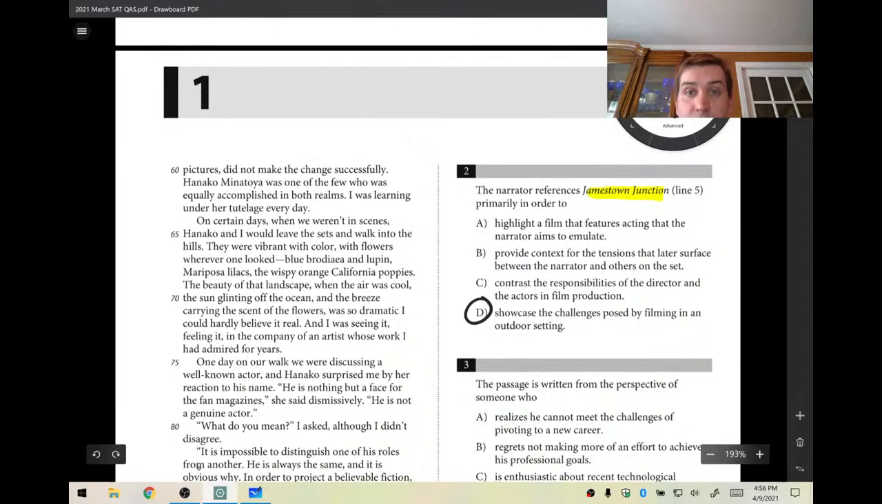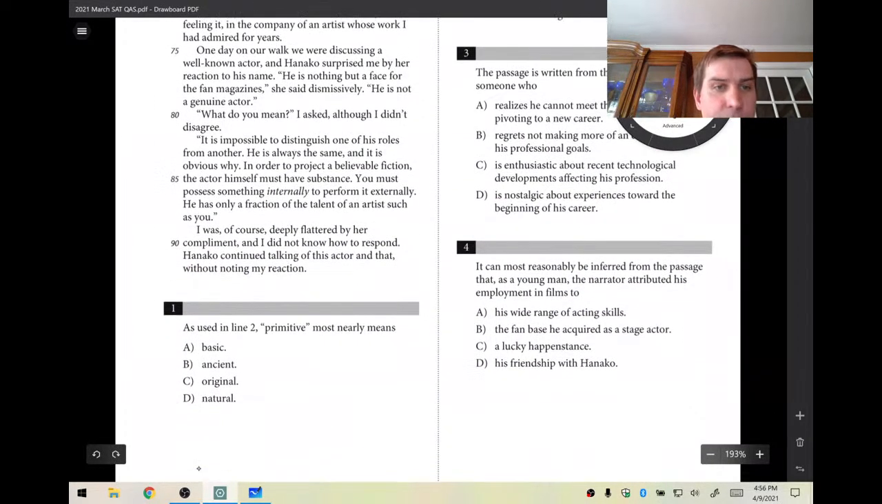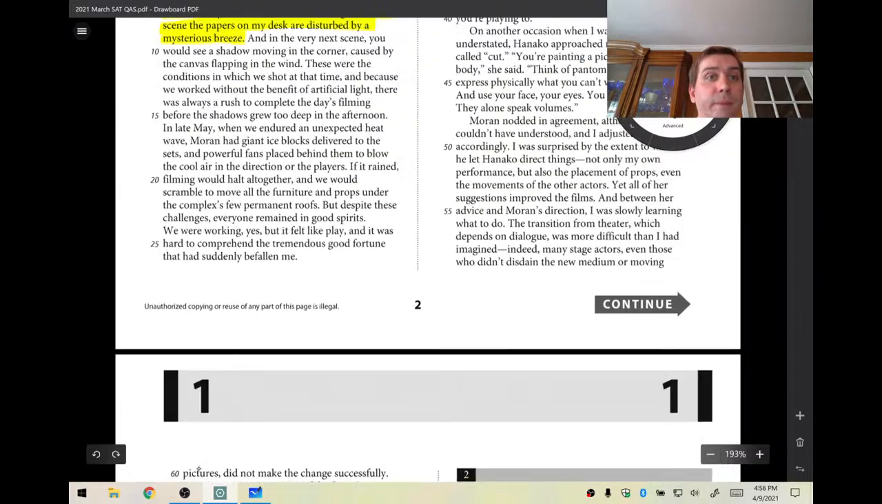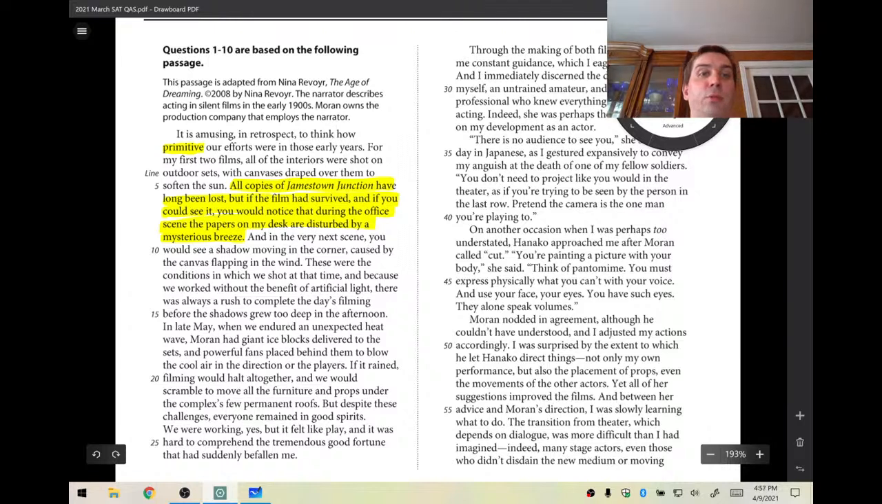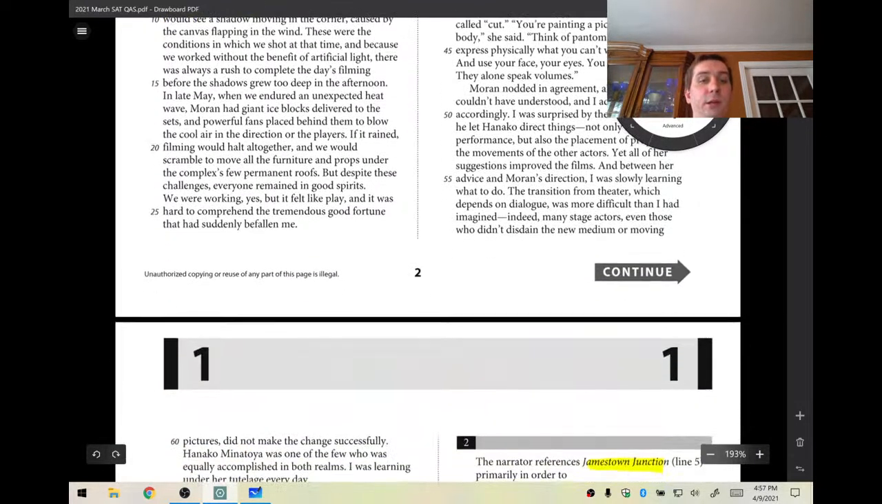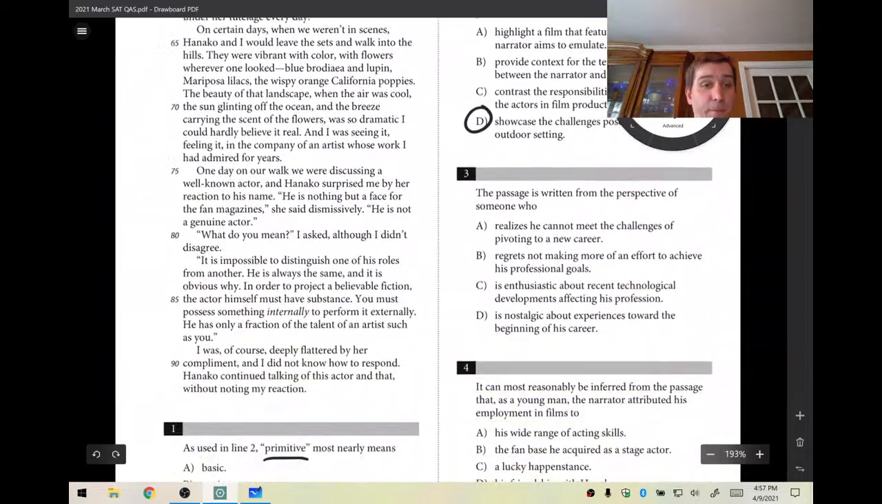So that's why... Oh, I think I skipped the question. I skipped the first one. Let's look at that one. It's a vocab question. As used in line 2, the word primitive most nearly means what? "It is amusing in retrospect to think how primitive our efforts were in those early years." Always read the words back in the sentence, and it should make perfect sense once you find the correct one.